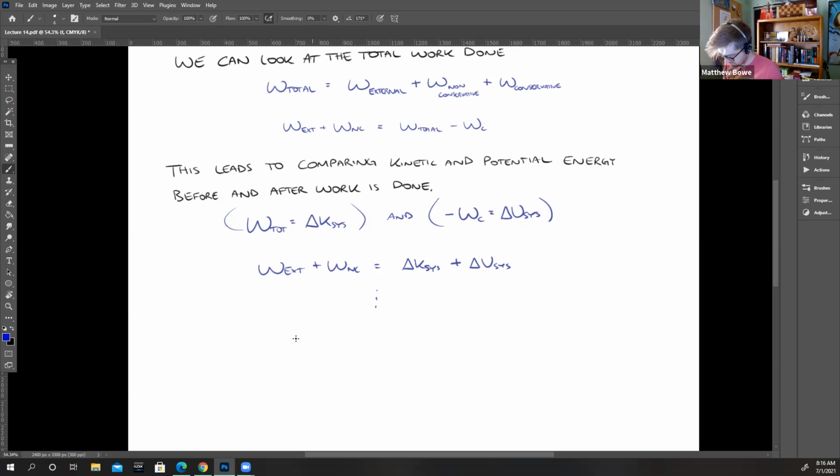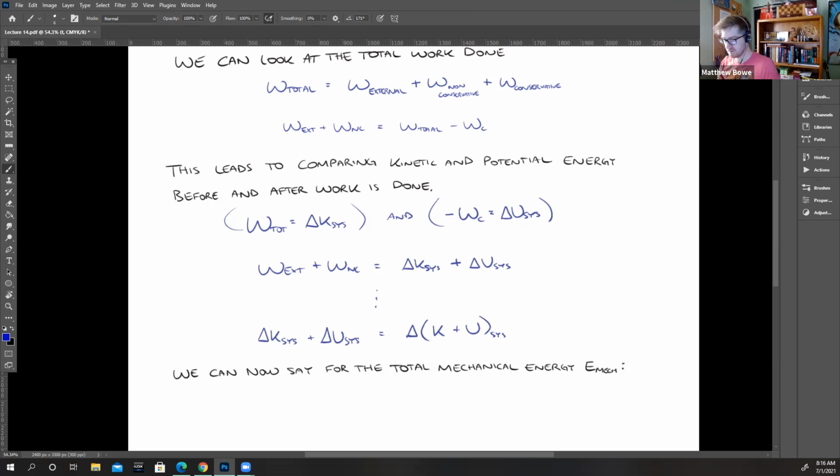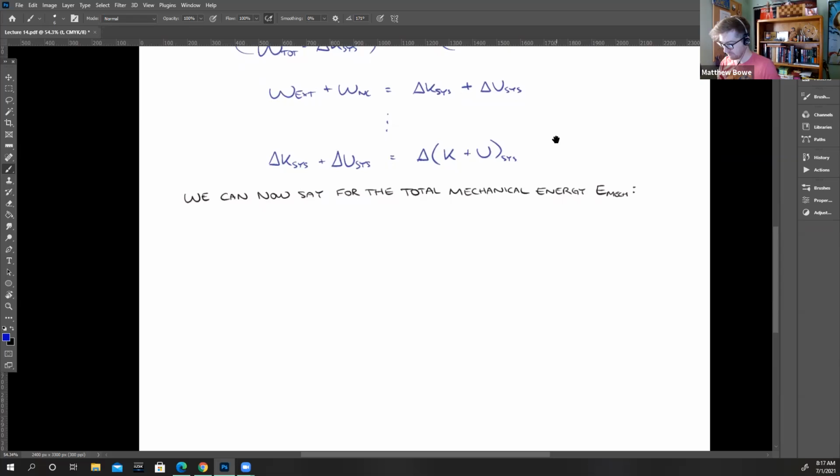This is essentially, let me go like this. The change in kinetic energy of a system, the change in potential energy of a system. This is a capital K. I'm just sort of grouping these together, and it's just saying energy before is energy after, is what this is saying. And we get a sort of definition for total mechanical energy.